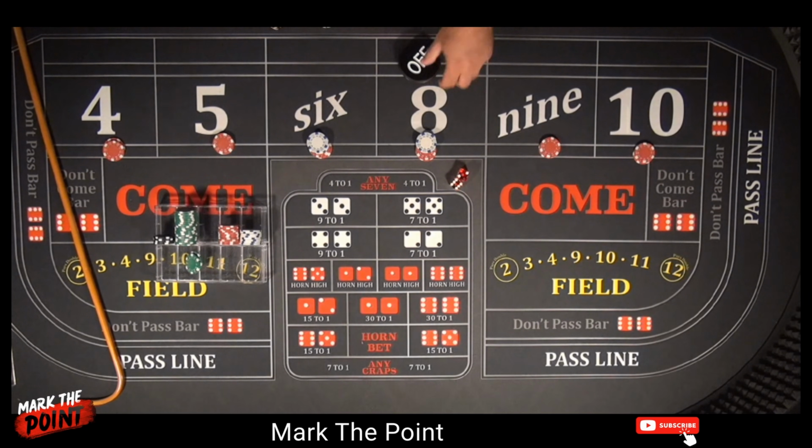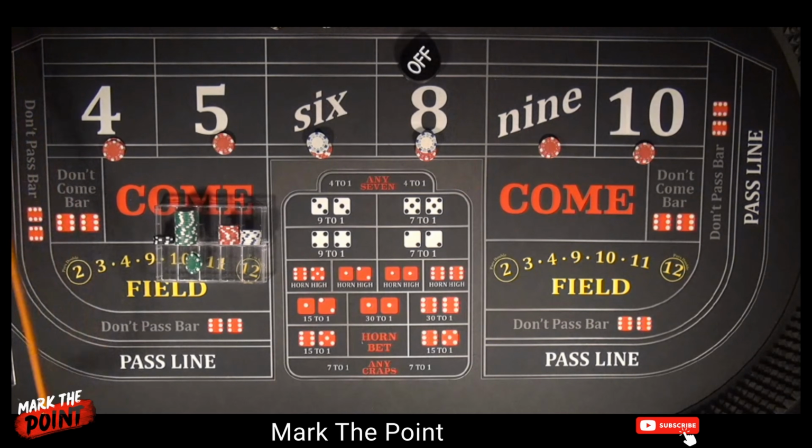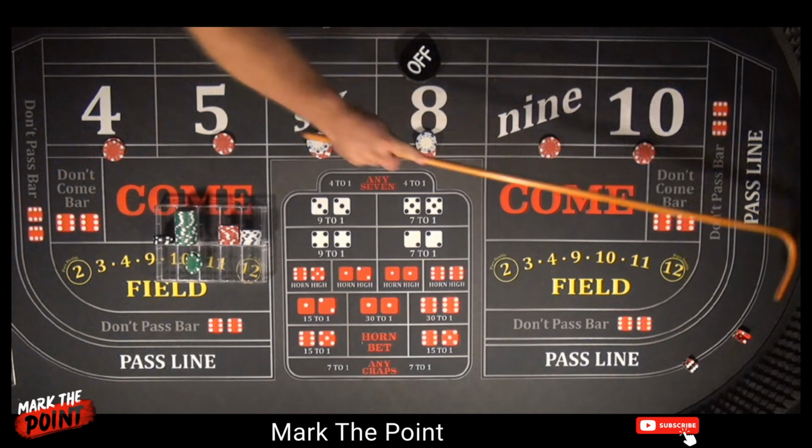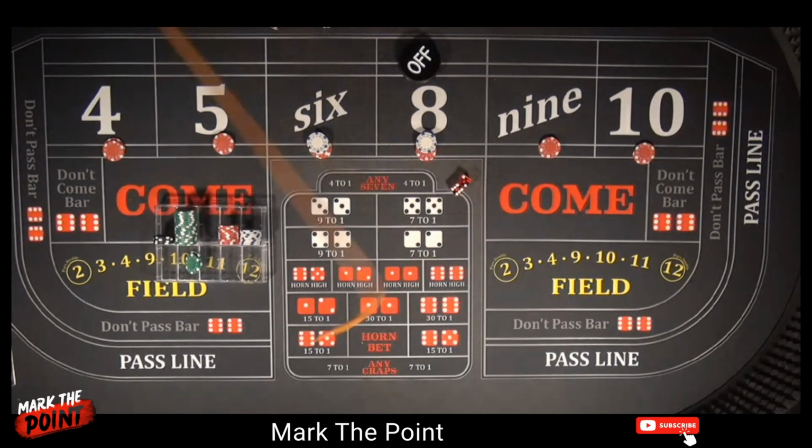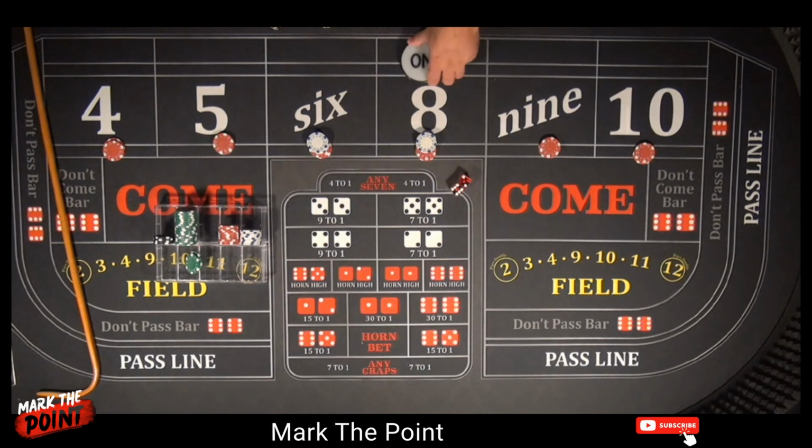That is our point. So let's go ahead and turn off the point, and let's get another one established. Here we go. There's an 8. That's a 6-2-8. So now here's kind of the second part of it. The second part of this system is, what are you going to do next?